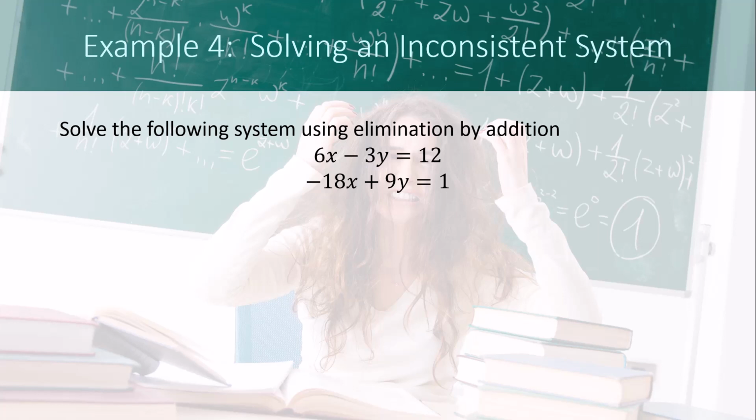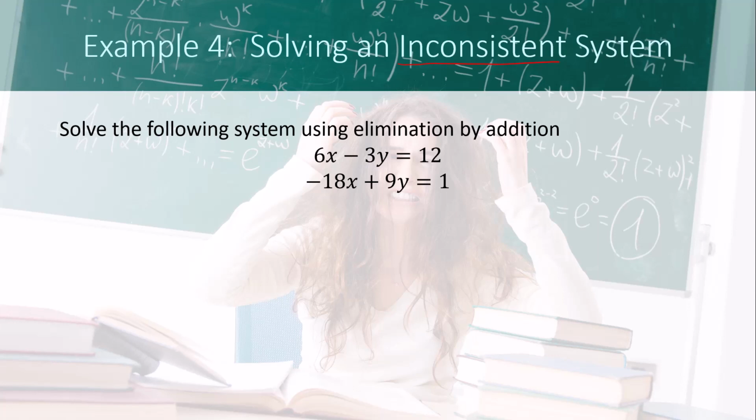Okay, well, let's suppose that you have an inconsistent system. If I say that you have an inconsistent system, what does that mean? That means there is no solution. So we're going to use the elimination approach, and we're going to see what happens when we have an inconsistent system. Notice here that I have 6x minus 3y is equal to 12, and here I have negative 18x plus 9y is equal to 1.